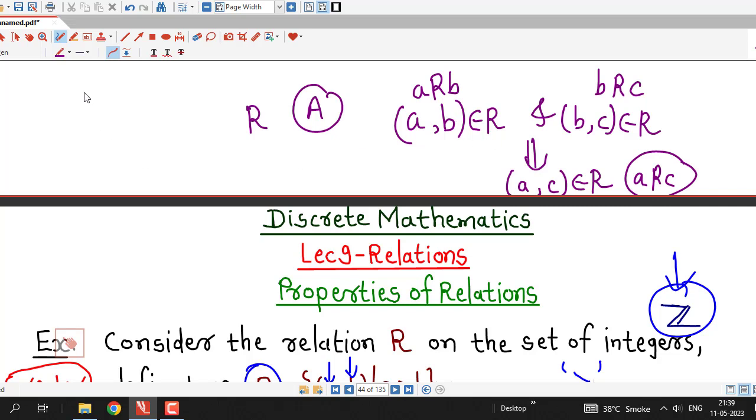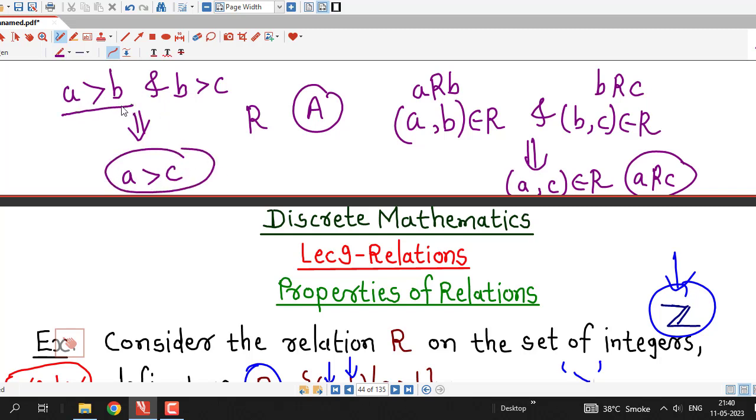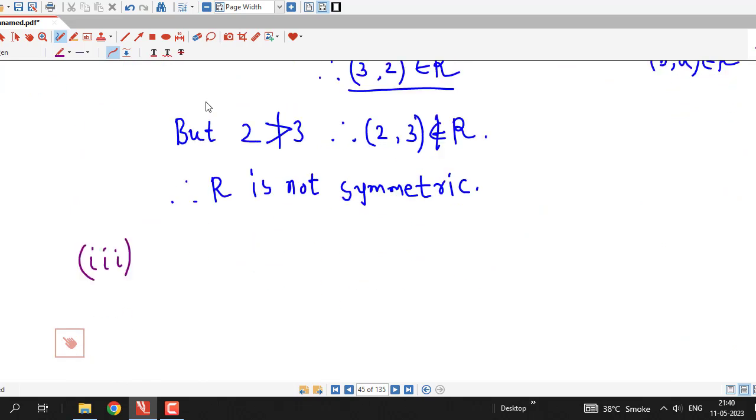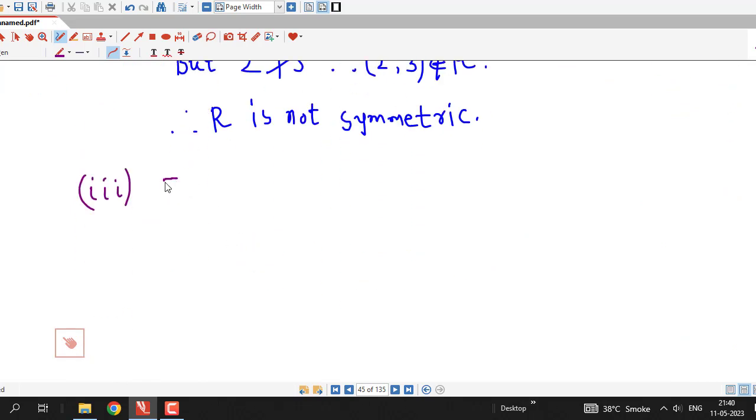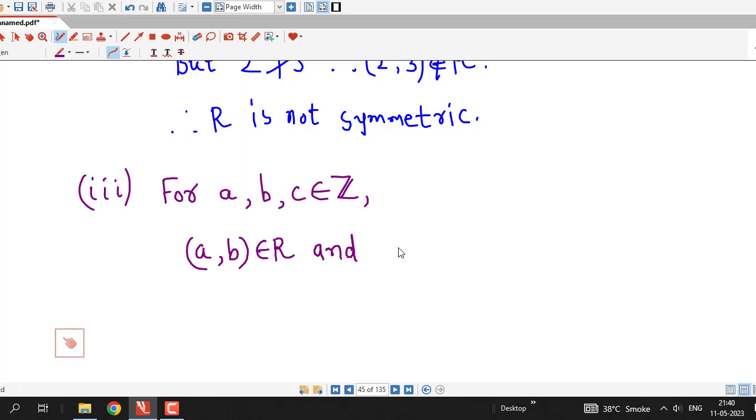Here our relation is greater than, so suppose we consider a greater than b and b greater than c, then we have to prove that a is greater than c. And this is obvious. If a is greater than b and b is greater than c, then a is always bigger than c. Therefore, this relation is transitive. So here we have to write that for a, b, c in this set of integers, if we consider (a, b) belongs to R and (b, c) belongs to R.